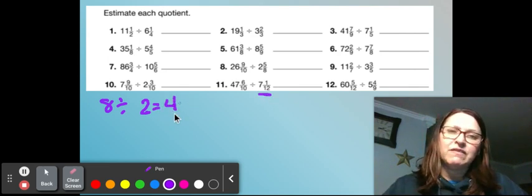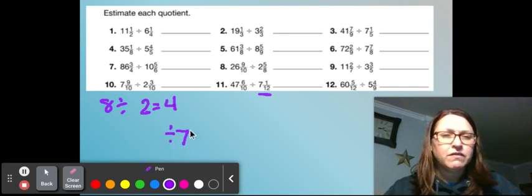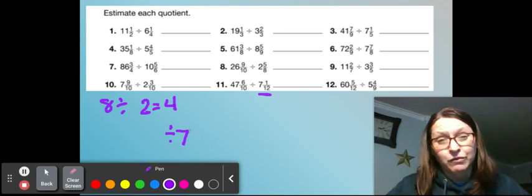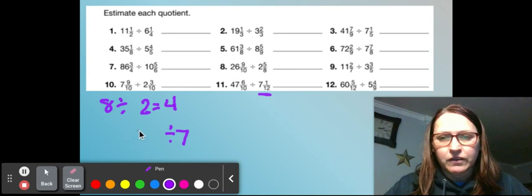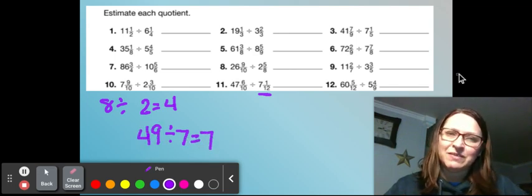Now let's look at this one. 7 and 1/12 is close to 7. What does 7 go into that is close to 47? Well, 7 times 6 is 42. 7 times 7 is 49. 49 is closer, so I'm going to do 49 divided by 7 equals 7.